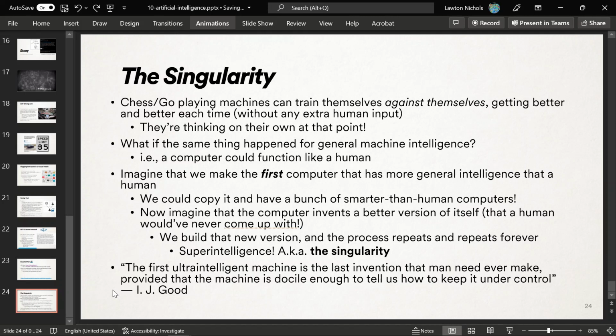Because then it can start doing its own thing, provided that the machine is docile enough to tell us how to keep it under control. So hopefully for its own good, everything works out. But yeah, maybe this is where we're going. We don't know if it's possible or impossible to make something at this kind of level, but it's fun to think about if we could. Any questions, comments about this before I switch into something different?